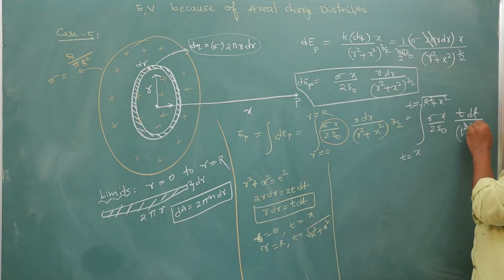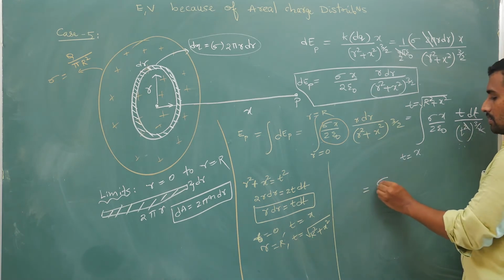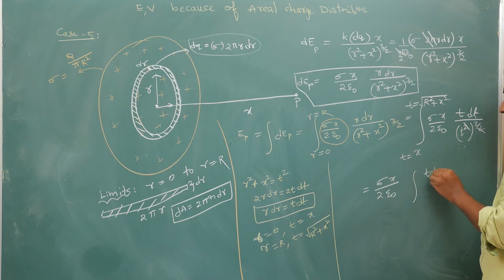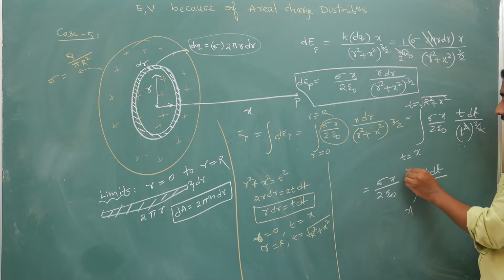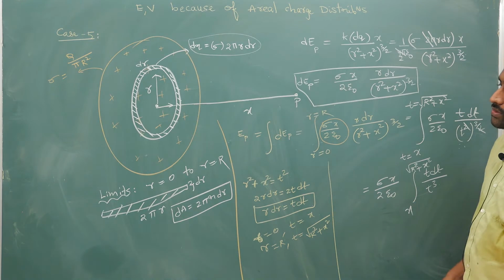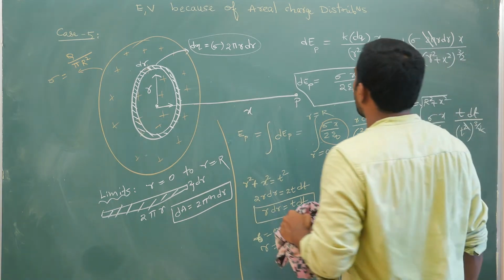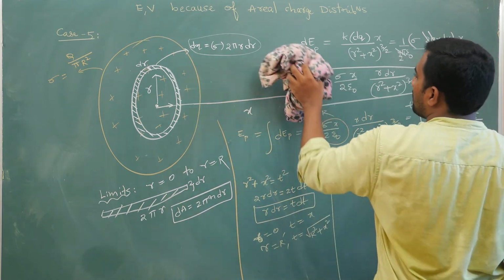Now this square term will go off. You will get sigma x by 2 epsilon naught times the integral of t dt by t cube from x to under root r square plus x square. So you simplify it. I need space, so I am erasing all this stuff.